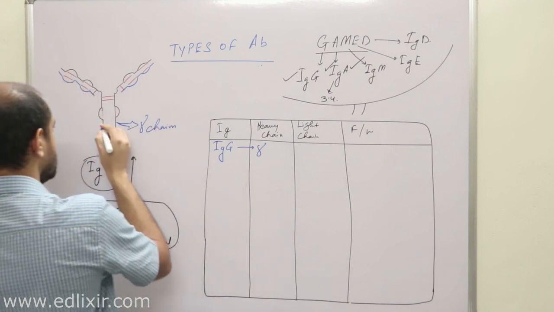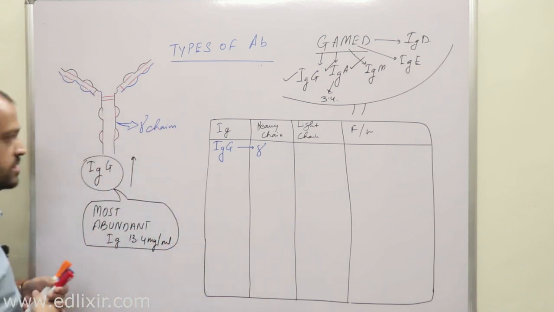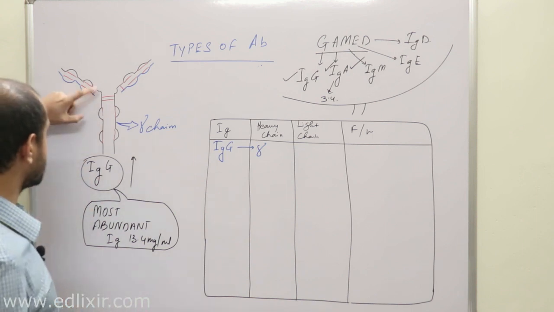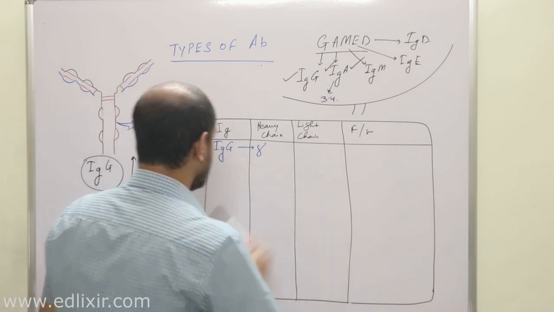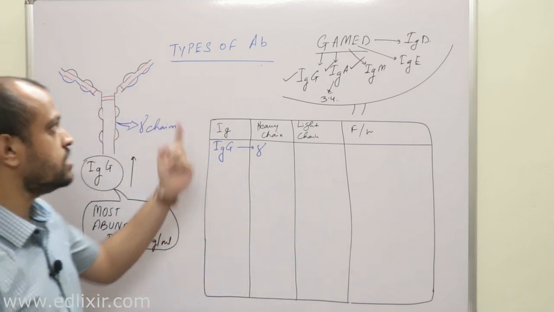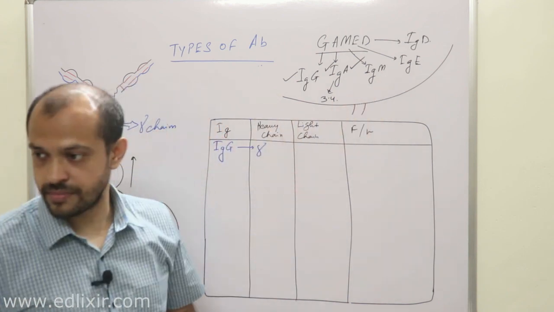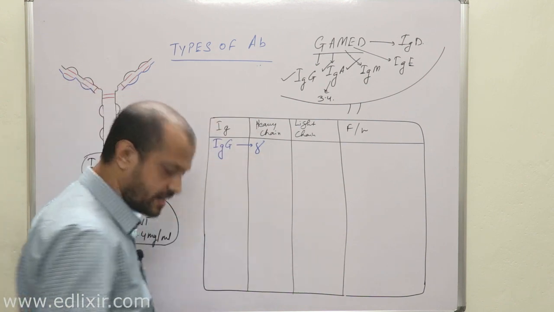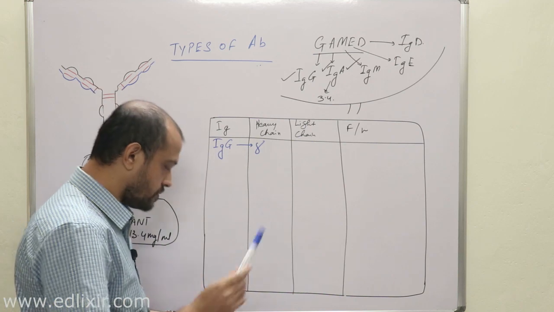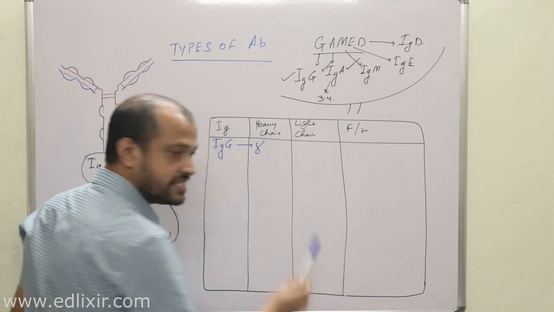These are gamma chains. Now, there are actually two gamma chains present here. Clear? An important point we need to understand is this: in all these antibodies, in IgG, the heavy chain is actually called gamma. Remember, we'll talk about the light chain later.